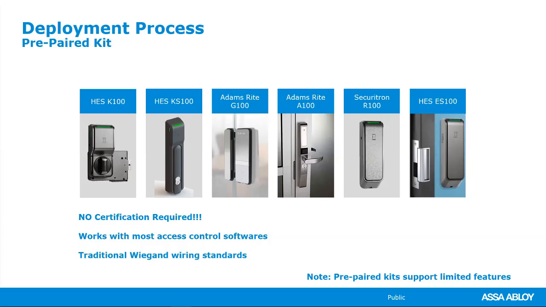The A100 is for aluminum storefront doors. If you've ever gone into a gas station and you see those doors, it's extremely narrow for the material to be able to put a lock on there. This was made to fit perfectly on there. So now you have those applications for those aluminum storefront doors to be able to secure those with access control.